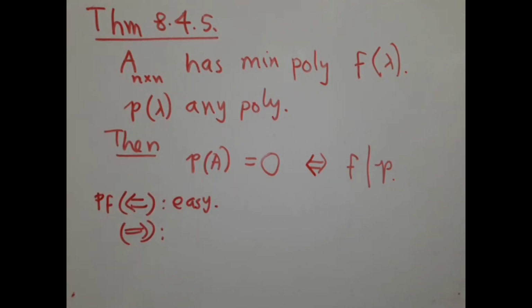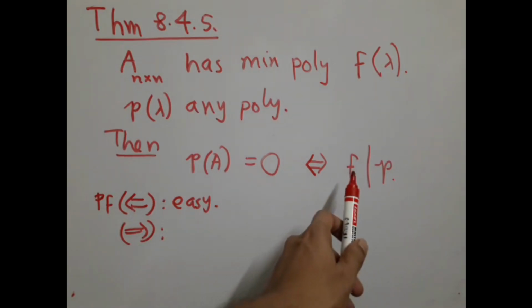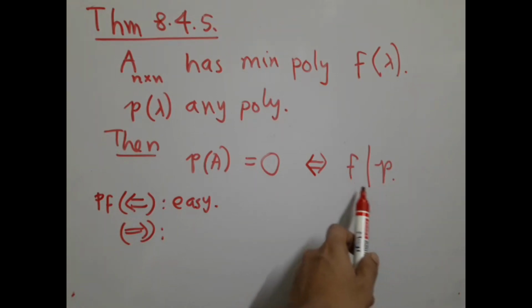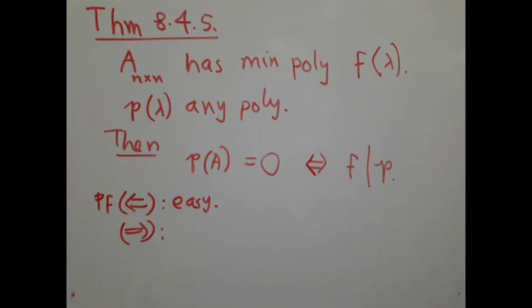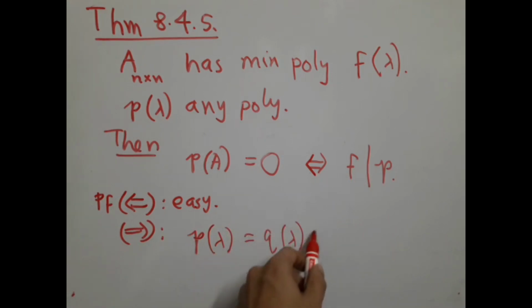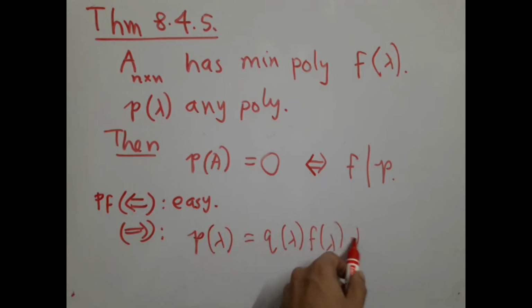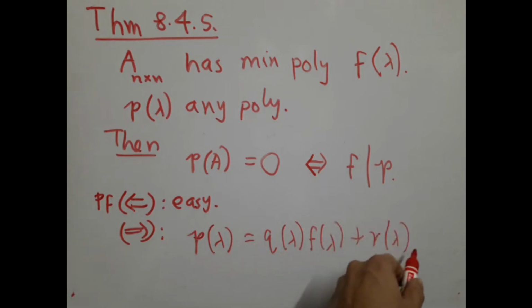So for this part, we are starting with the fact that p(A) is equal to 0. I have to show that f will divide p. That is, if I do long division of the polynomial p by f, the remainder will be 0. I do not know whether the remainder will be 0, but I can do the following thing. I can write p(lambda) equal to some q(lambda) times f(lambda) plus r(lambda). So what I have done is I have just done long division of p by f. This is the quotient part and this is the remainder part.